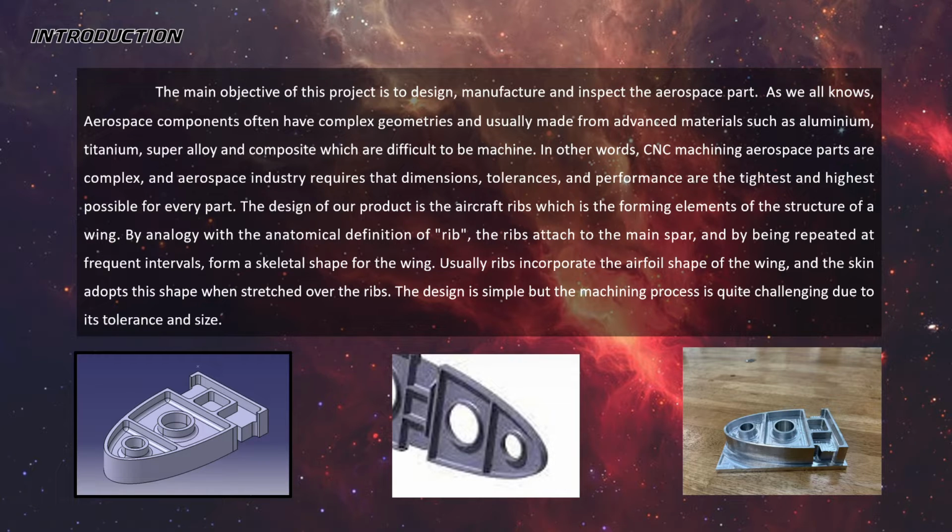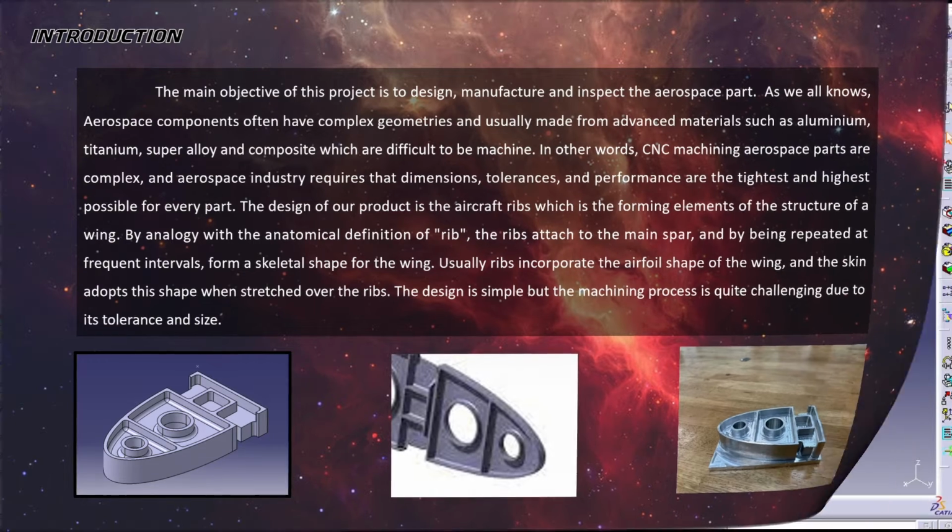The design of our product is the aircraft rib, which is the forming element of the structure of a wing. By analogy with the anatomical definition of ribs, the rib is attached to the main spar and, by being repeated at frequent intervals, forms a skeletal shape for the wing. Usually, ribs incorporate the airfoil shape of the wing, and the skin adopts this shape when stretched over the ribs. The design is simple, but the machining process is quite challenging due to its tolerance and size.